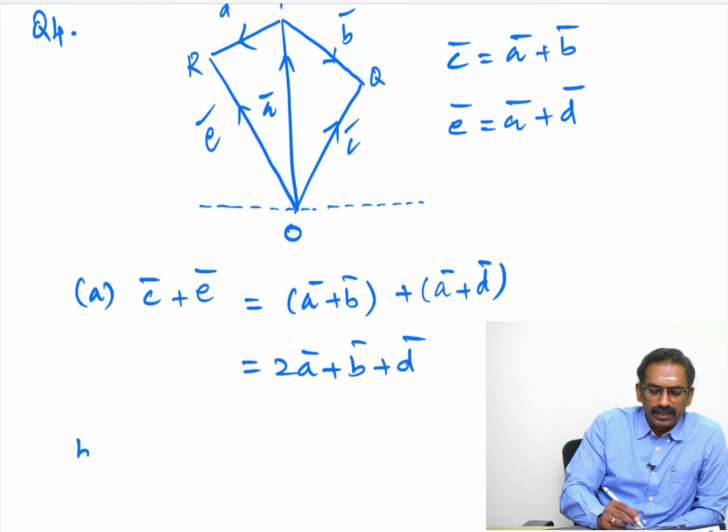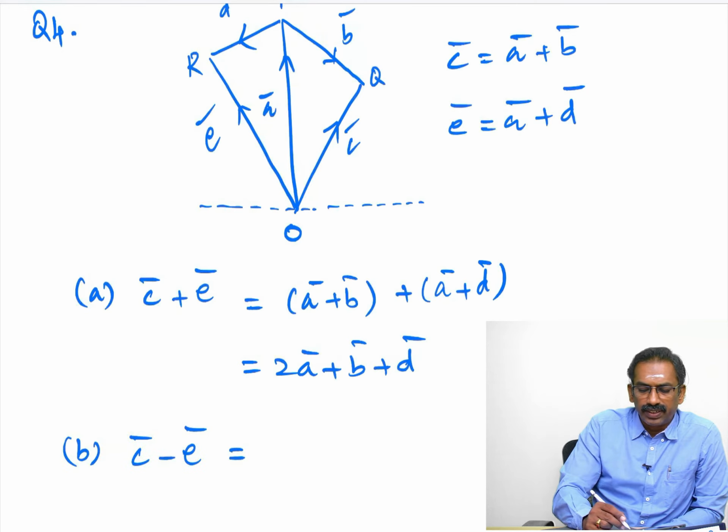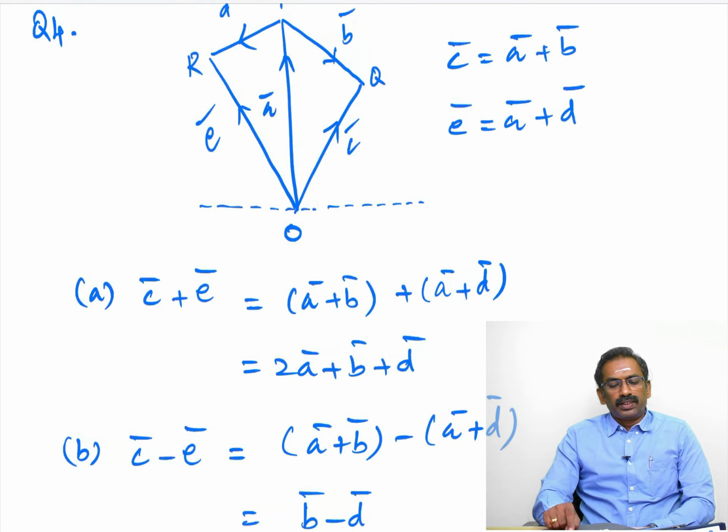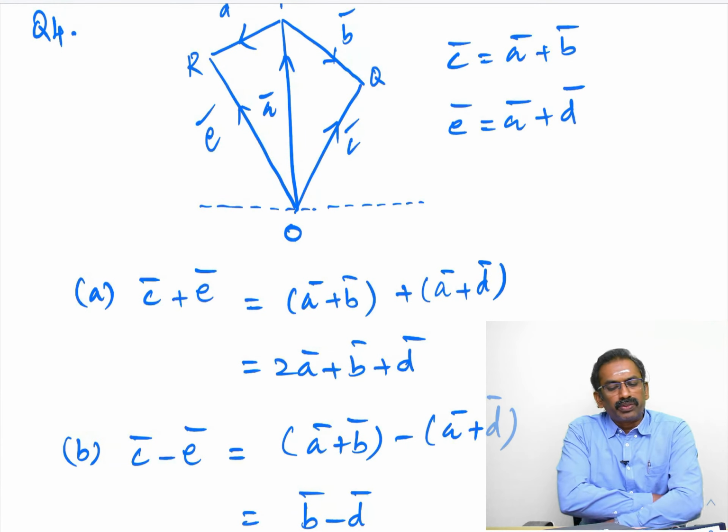Another question is asked, what is c vector minus e vector? In this case, we can write c vector as a vector plus b vector minus a vector plus d vector. A minus a is 0, so b vector minus d vector. This is a problem based upon vector addition.